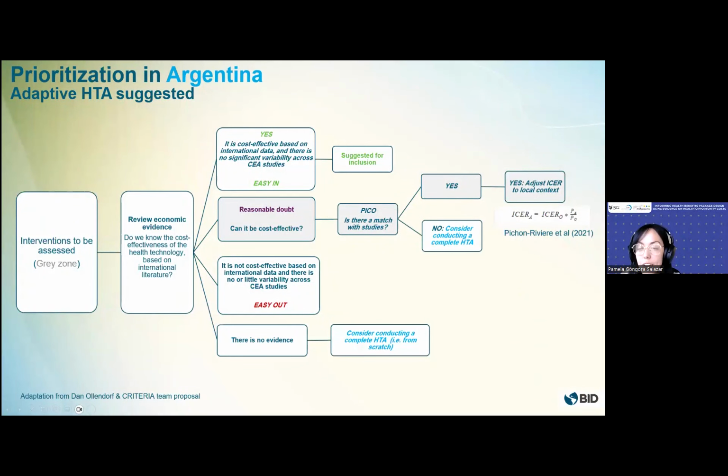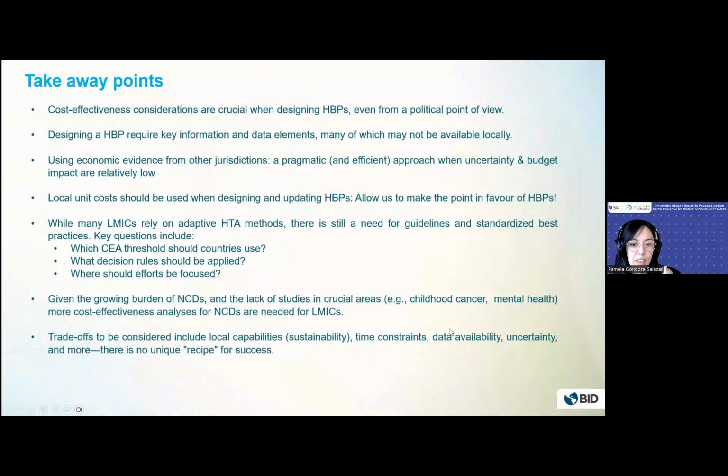And this is what you can find in the first technical note that I presented at the beginning of the presentation. Now, if there is no study that matches well, then we consider this intervention for conducting a complete health technology assessment. And that was also the case when there was no evidence, and we consider the intervention still to be important to be assessed for consideration for inclusion in the health benefits package.